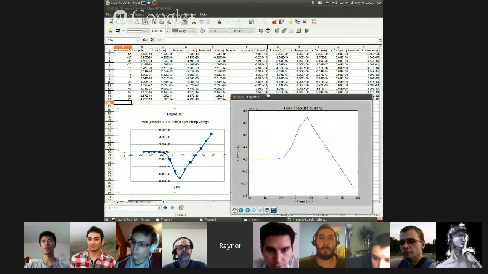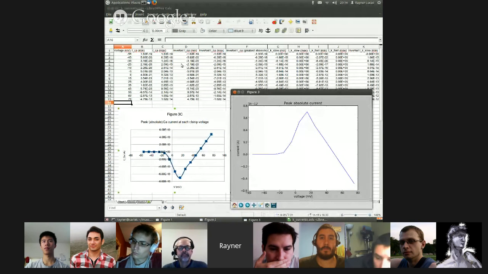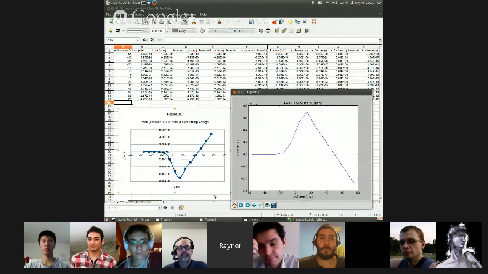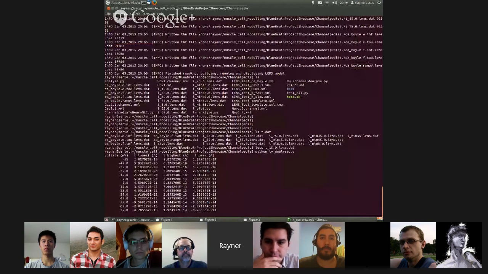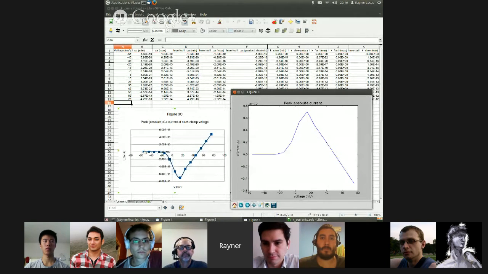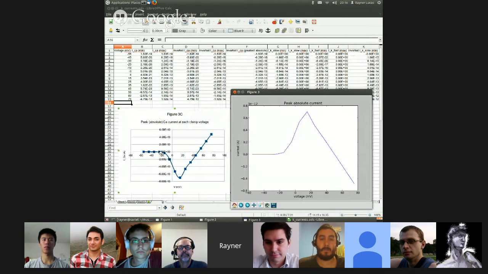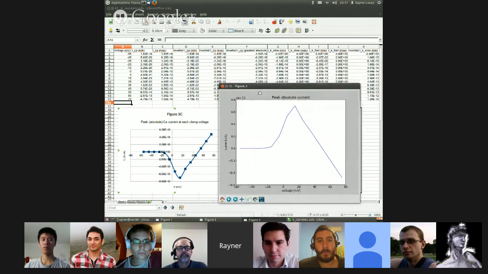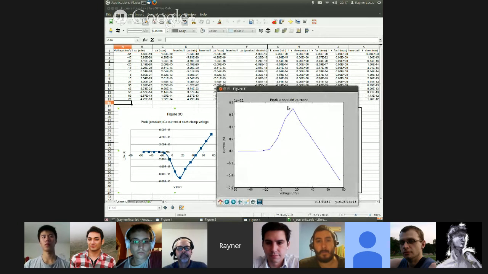Yeah, I just pulled up this spreadsheet where I basically invert the values we get here and plot them. And this is basically figure 3C from the paper replicated. It's basically the inverse of this.